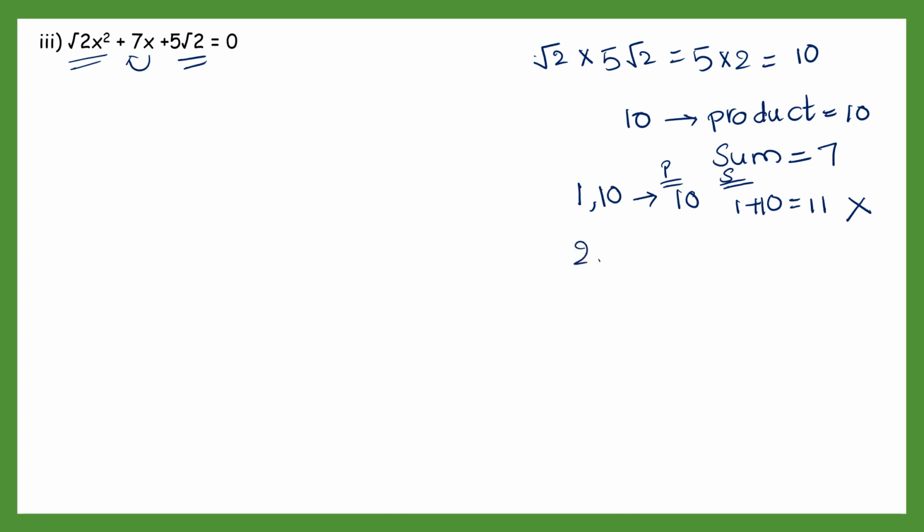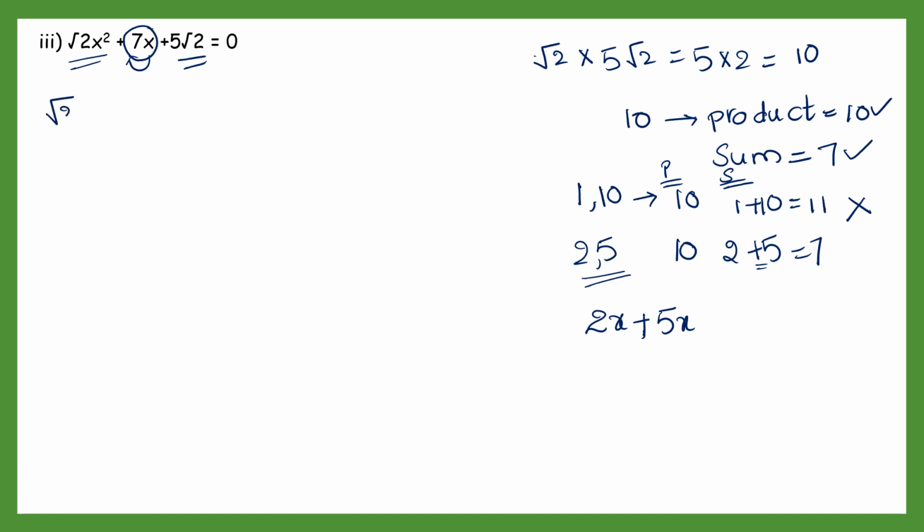Then 2 and 5. 2 into 5 is 10, so the product is satisfied. The sum, 2 plus 5, is 7. The sum is also satisfied. Sum is 7, product is 10. If you take 2 and 5, these two conditions are satisfied. So we should split the middle term as what? 2x and 5x. You do plus, so you should write 2x plus 5x in the place of the middle term 7x.